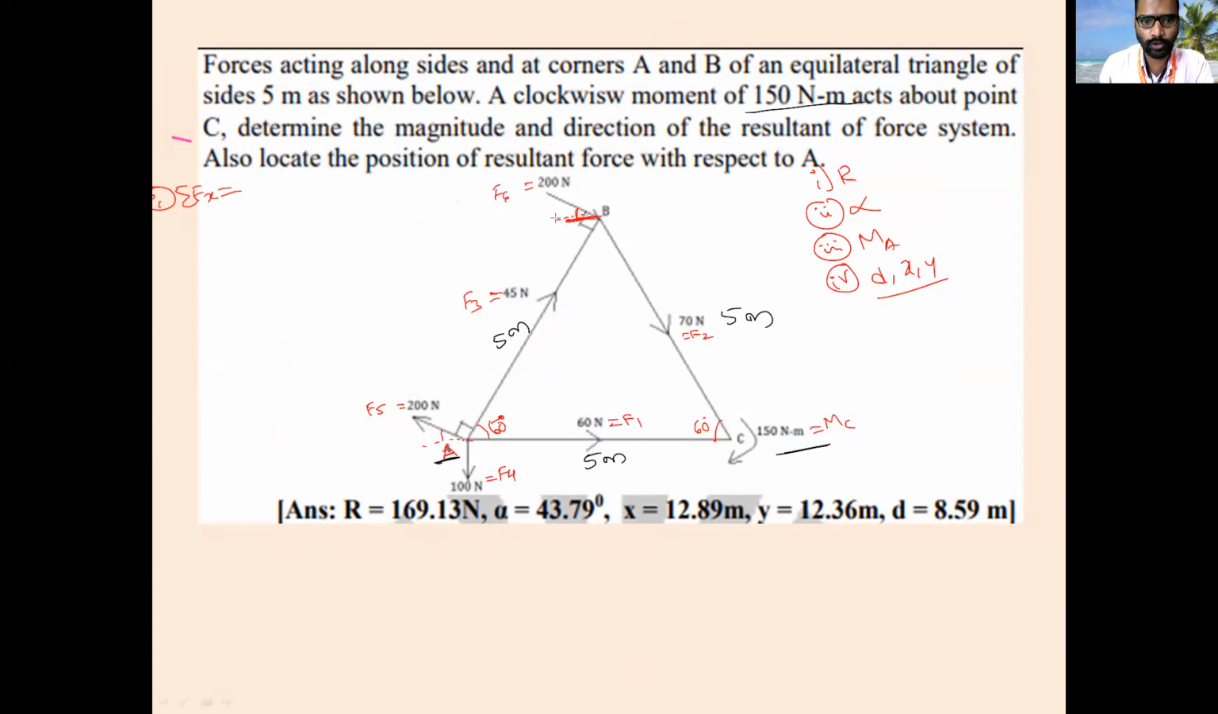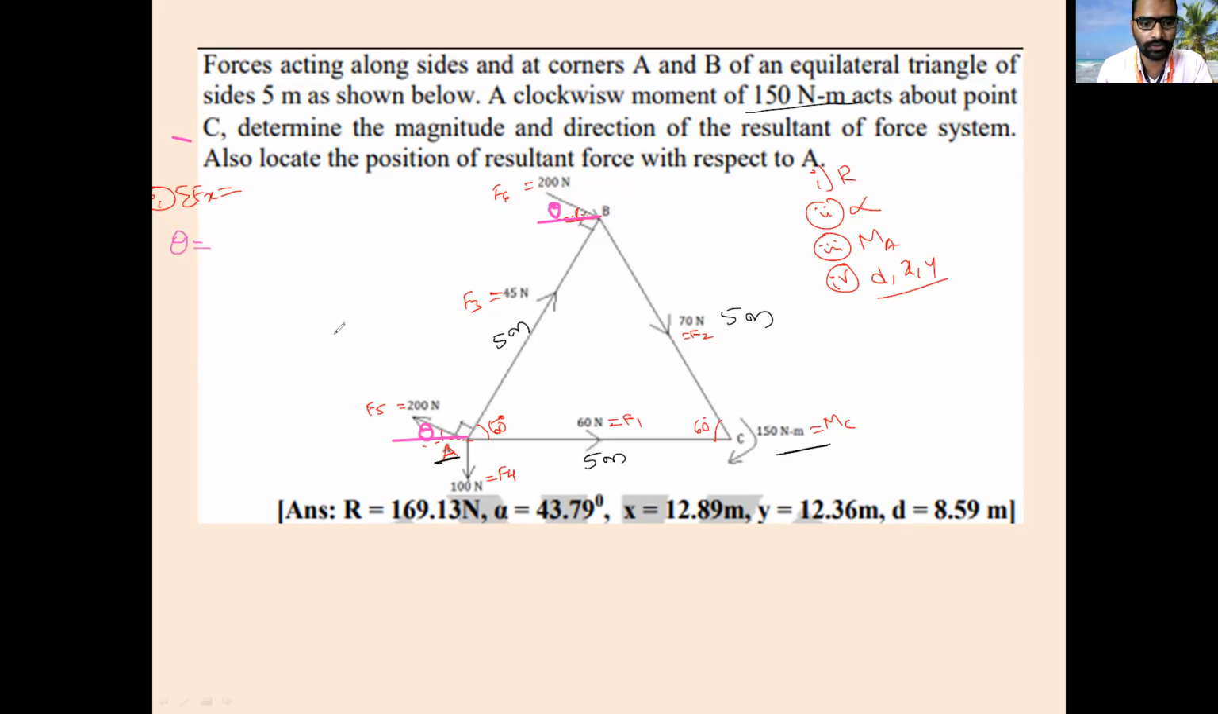See, this is point B. This is a horizontal line. This is also a horizontal line. So this is making an angle theta. This is also making an angle theta. Your aim is to find out this theta value. So how to find out this theta? You have to find it first.